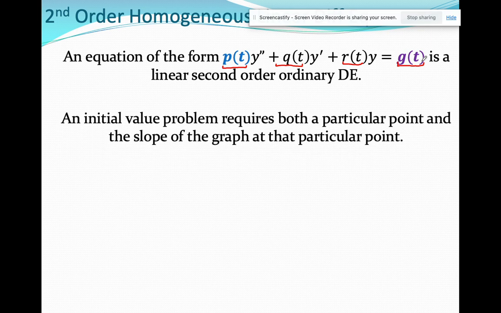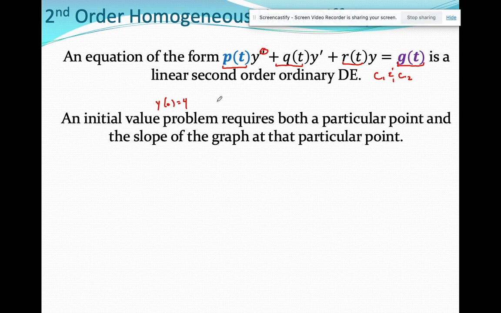An initial value problem for these requires both an initial condition, like y sub 0 is equal to 4, because when I solve a general differential equation, I'm going to get not only one c, but two c's. You're going to have two different constants when you solve a second order differential equation, 3 when you do a third order, and so on and so forth.